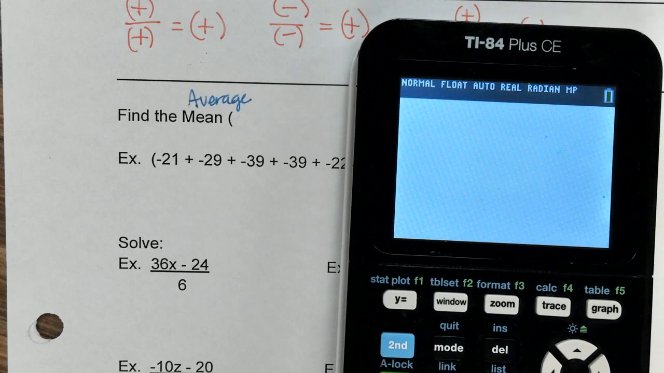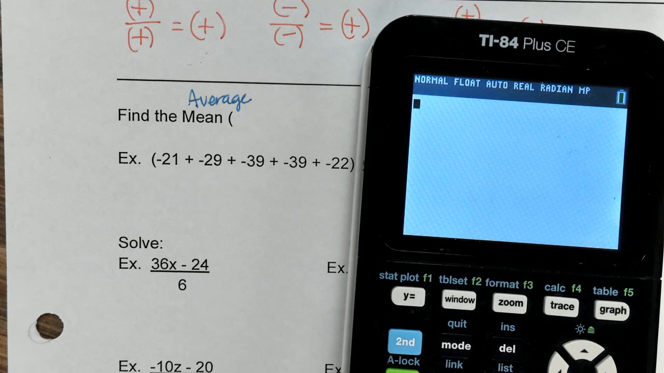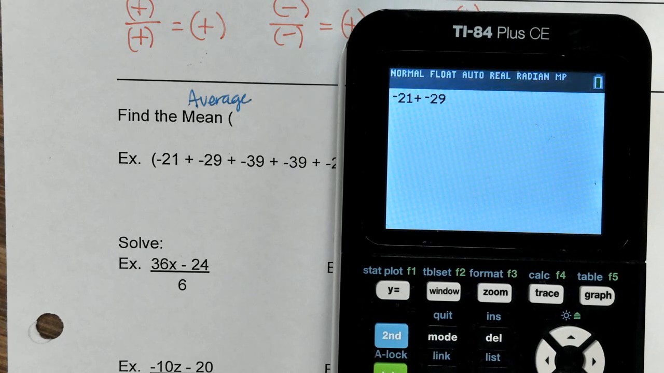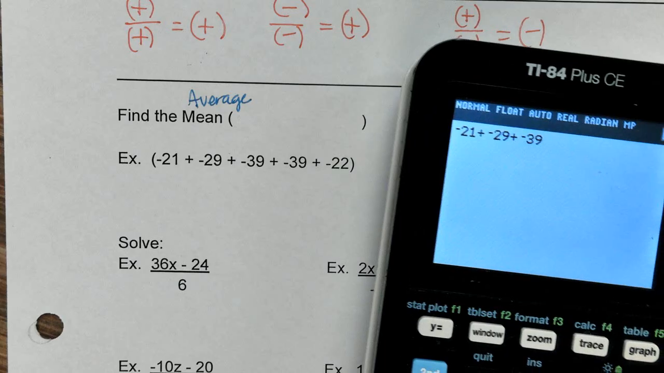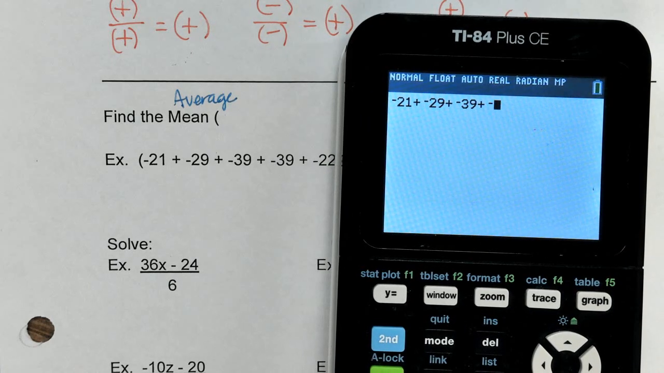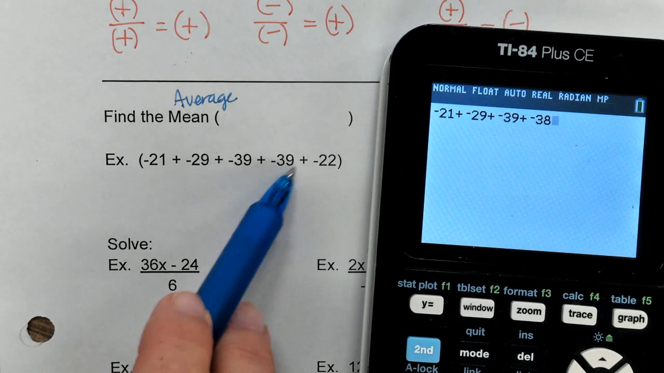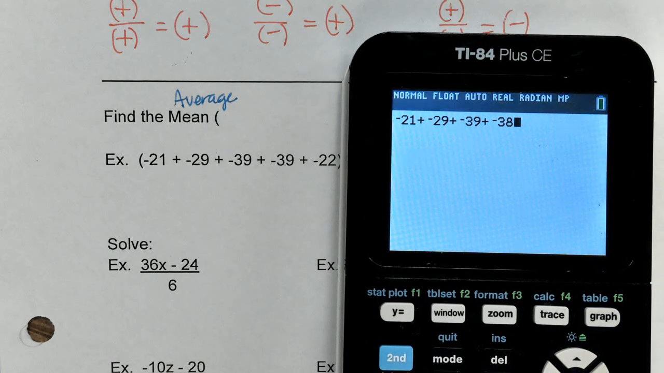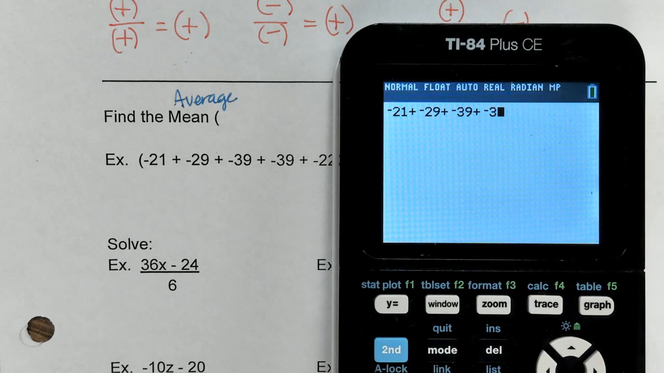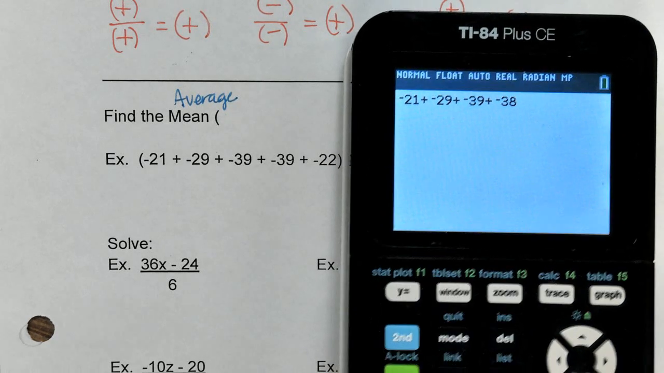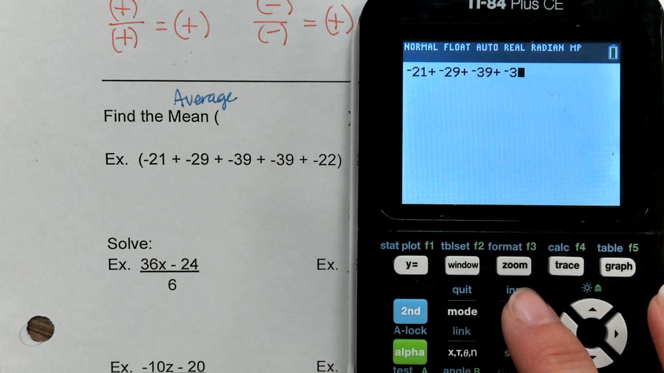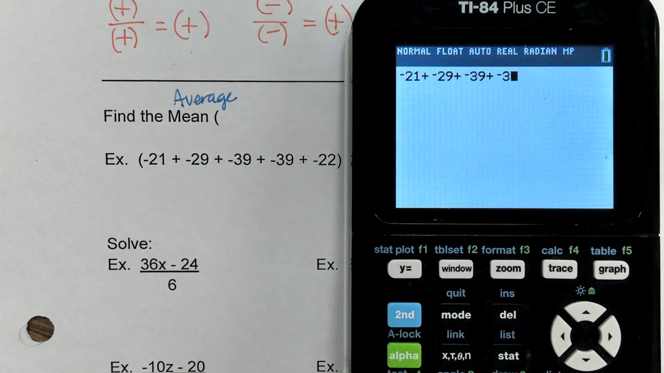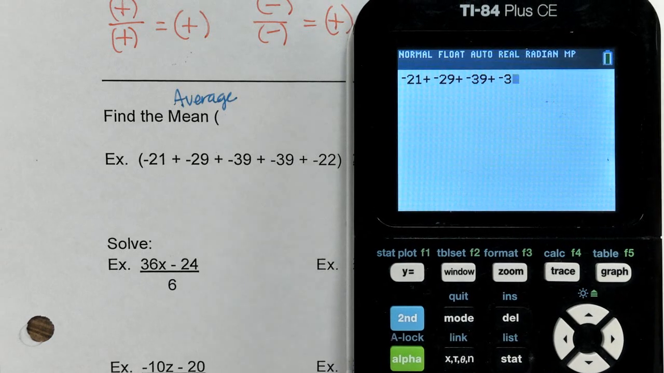So I would add. Now, I did have somebody bring this to my attention, so y'all look so I can show y'all. So let's say I'm putting negative 21 plus negative 29 plus negative 39 plus negative, let's say I accidentally hit 38, but I meant to hit what? 39. You do not have to clear this whole thing out to start over. You can simply arrow over to your mistake and fix it, or you can literally hit DEL for what? Delete. And it will delete that last thing you put in. If you hit clear, it'll clear your whole screen out, but just hit delete over what you want to delete.